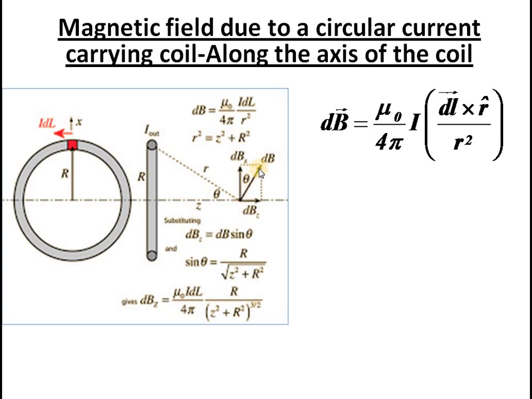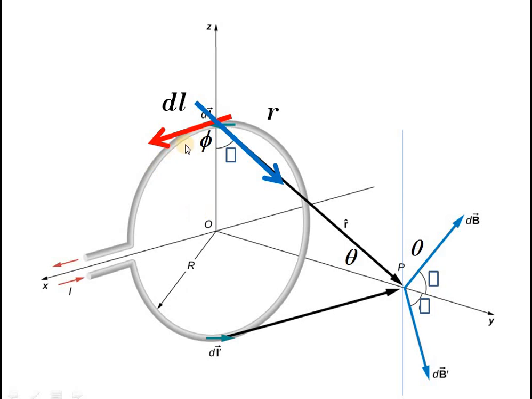Since it is a vector, you can resolve it into components: one component along the axis of the coil, and one perpendicular to the axis of the coil. And what about dL and r cap? dL will be here. If you take the next slide, you will see I have redrawn the diagram like this. This is our coil, and we are concerned with the magnetic field at this point P.